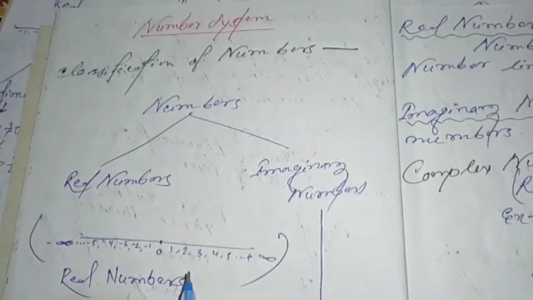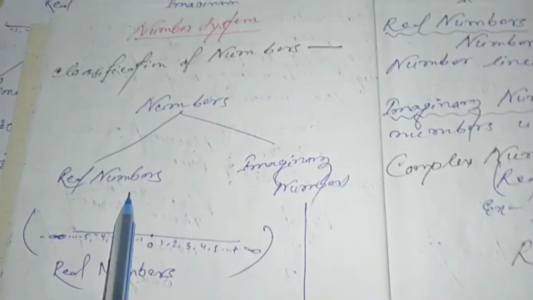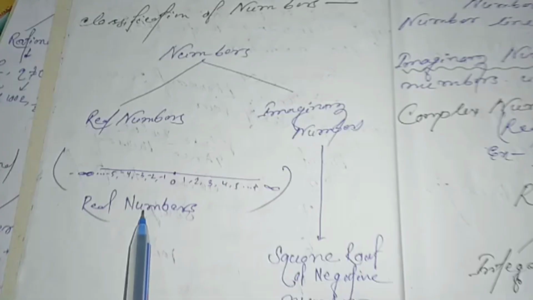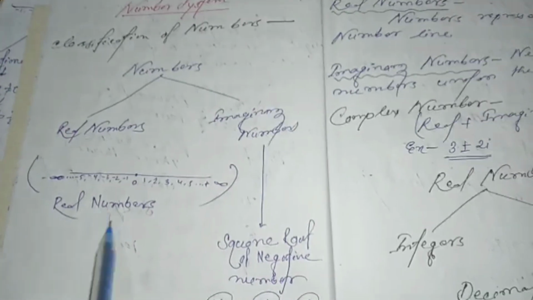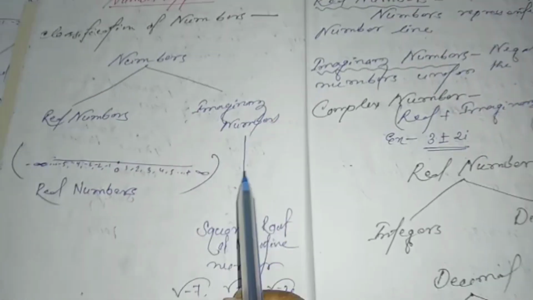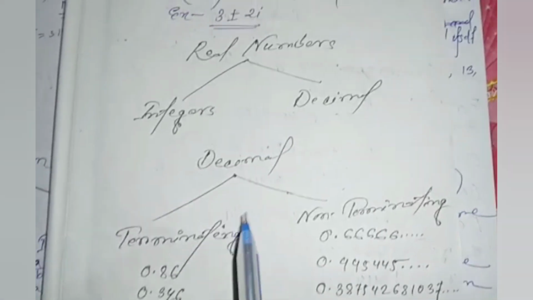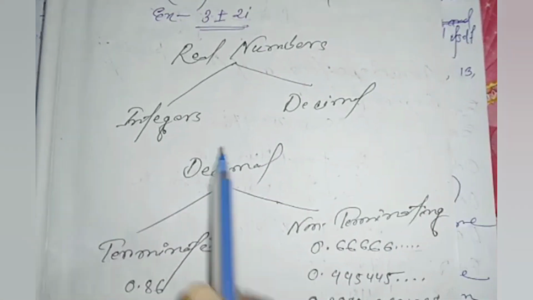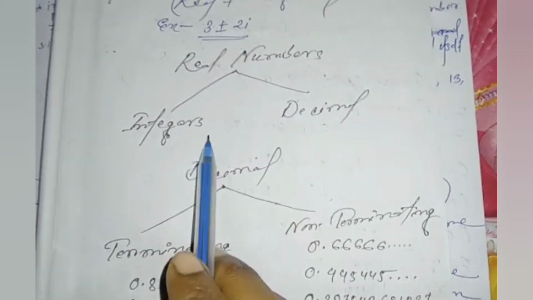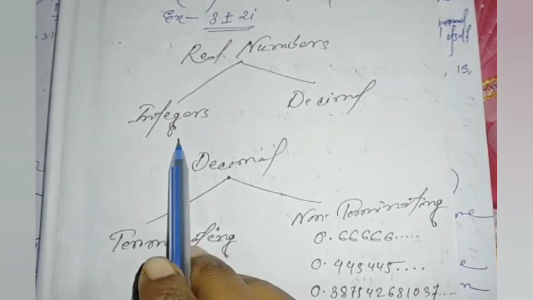So numbers can be classified into 2 divisions, that is real numbers and imaginary numbers. And what are real numbers? Real numbers are represented on the number line, and imaginary numbers are the square roots of negative numbers. In mathematics, we mostly use real numbers. Real numbers can be classified into 2 divisions, that is integers and decimals.